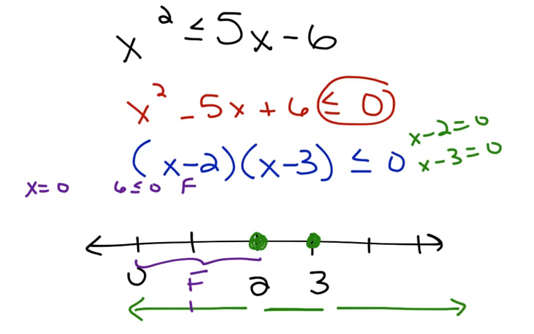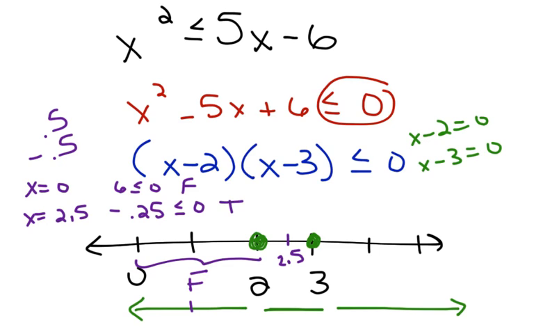Then I'm going to pick a number between 2 and 3. The easiest thing to pick is 2.5. So 2.5 minus 2 is 0.5. 2.5 minus 3 is negative 0.5. And 0.5 times negative 0.5 is going to be negative 0.25. So is negative 0.25 less than or equal to 0? Well, of course it is. So this region here is true.